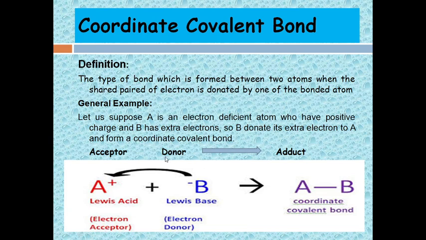Remember one thing, that in coordinate covalent compounds, when donor and acceptor atoms react with each other, a single product is formed. The single product is called an adduct.